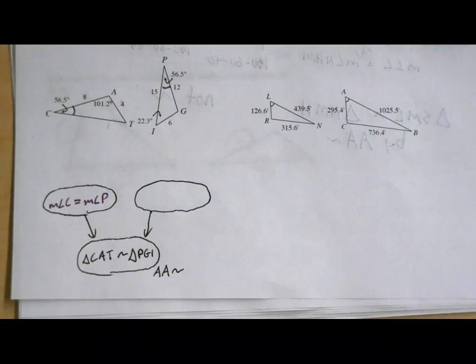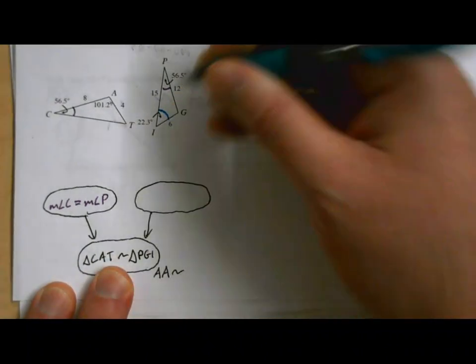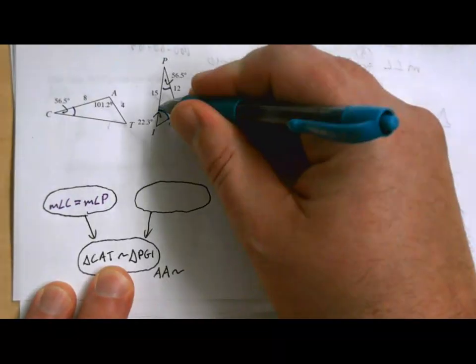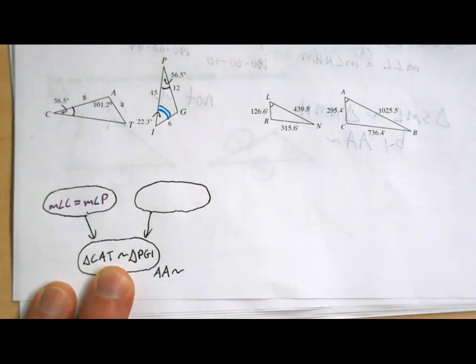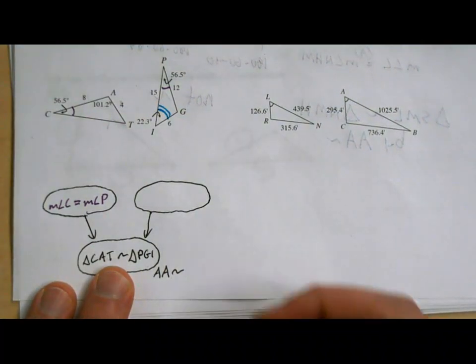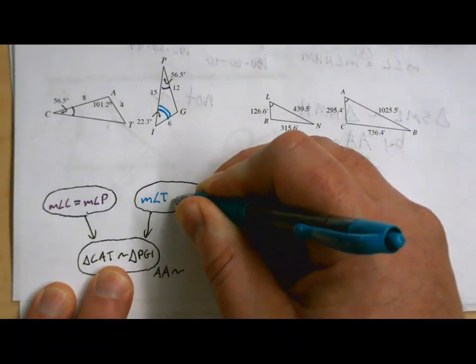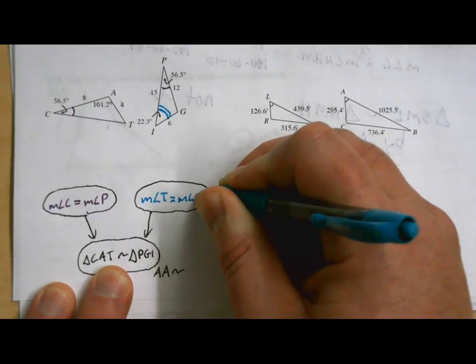I'm going to need 1 more pair of angles, though. Can you guys give me another pair of angles that would have to be equal? T and I. Now, I can see that I is 22.3. You must have done some calculations to figure out what T was, did you? And it ended up being 22.3 also? All right, so let's write it down. The measure of angle T equals the measure of angle I.